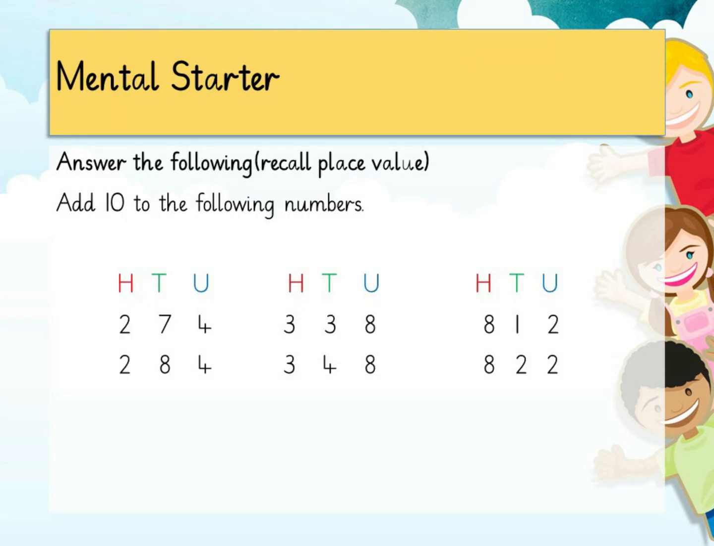Let's start our lesson with mental starter. Very simple activity you have to do. First of all, recall place value and answer the given question. What you have to do, add 10 to the given numbers. 3 numbers are given to you with the place value identified at the top of each digit.